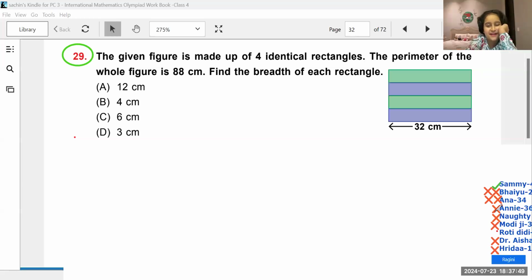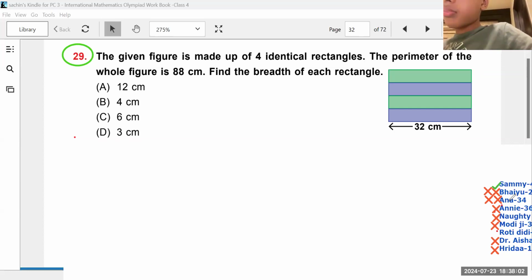Anna, what are you doing? Anna, what are you doing? Know what? Didi.